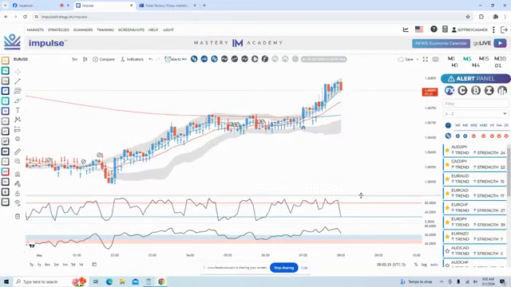So that is the impulse scanner overview, okay? It's pretty simple. Let me review really quickly the four steps, all right? Step one, time frames align, 1 minute to 1 hour. Step two, macro. Step three is four, in this case, four red arrows with the candles back down.